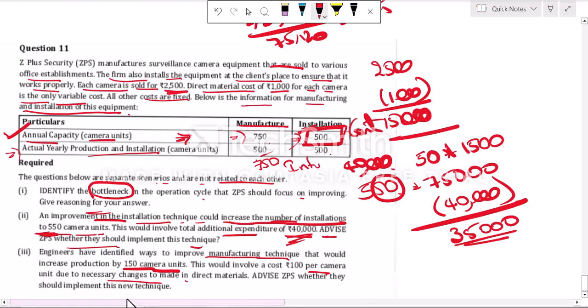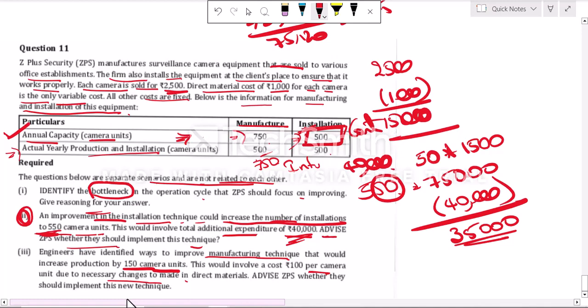They will create inventory and keep it in the stores. It will cost them more for carrying that inventory, because we can install only 500 units per annum. Even if you produce more than that, it is not possible for us to install it, because here each of the cases is independent. Don't relate it to the second question, where they are increasing to 550 units.